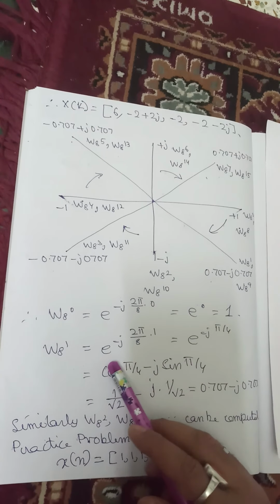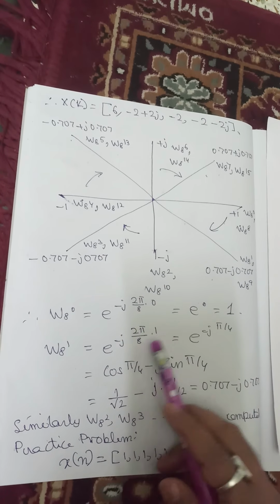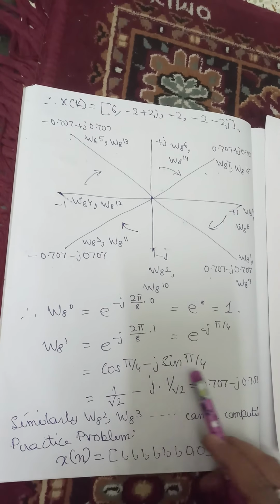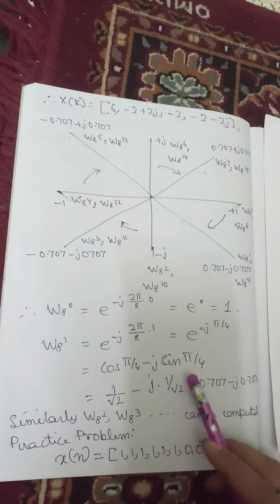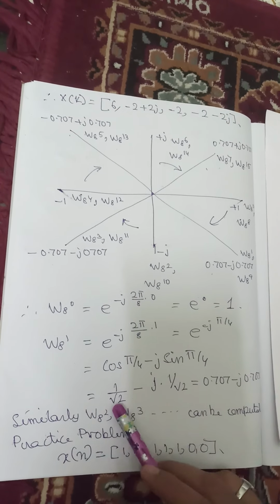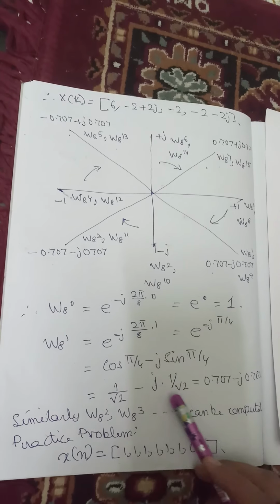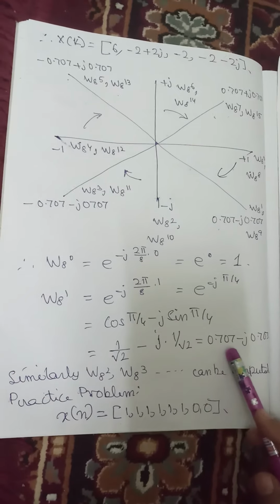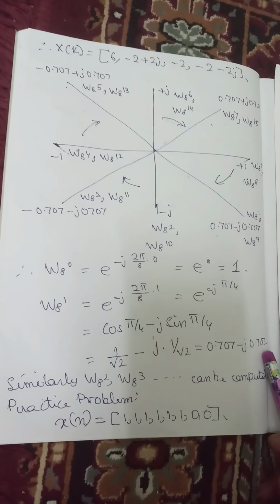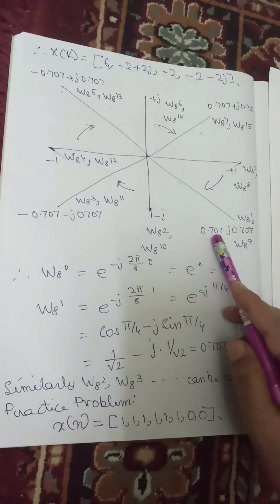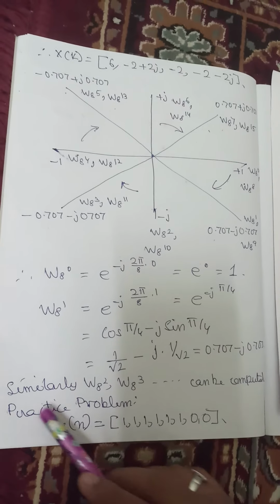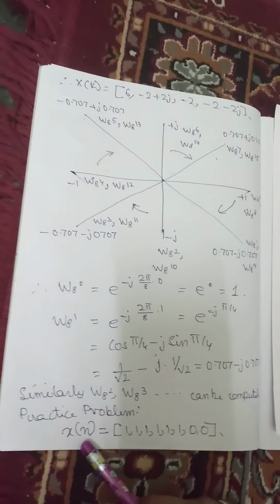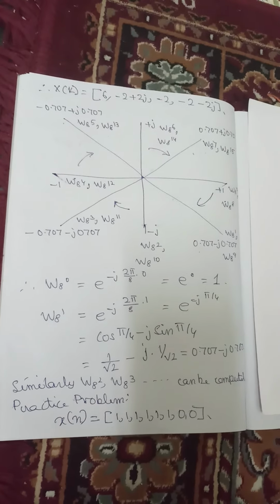So W8^1 is equal to e to the power minus j 2 pi by 8 with n into k equal to 1, that is e to the power minus j pi by 4, that is cos pi by 4 minus j sin pi by 4. What is cos pi by 4? Cos 45 degrees is 1 by root 2, and sin pi by 4 is also 1 by root 2. So I get the value 0.707 minus j 0.707. Look, here I get the same value. Similarly, the other parameters can be computed. So I give you a practice problem, this one. Thank you.